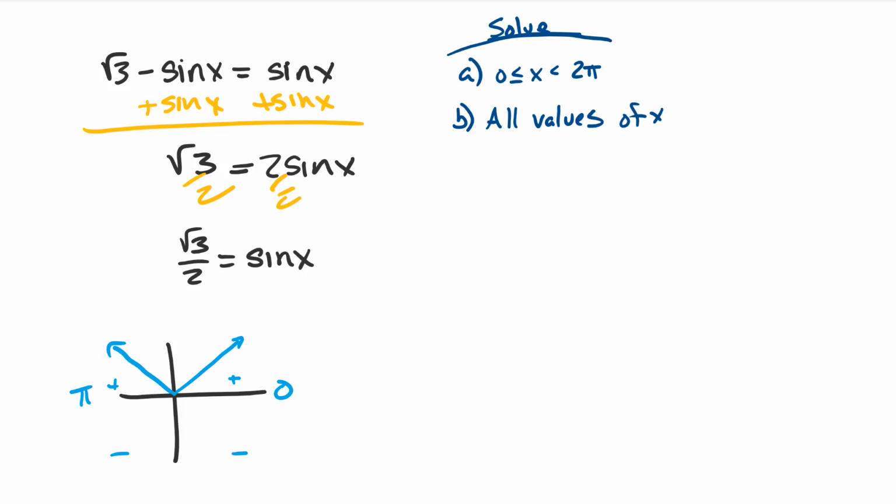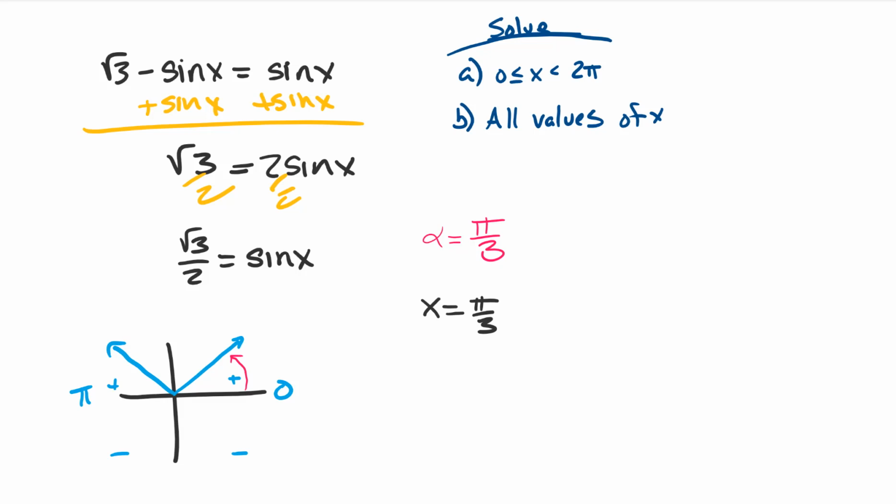Since this is where it's positive, what is the reference angle? Let's start there. Sine of what angle equals root 3 over 2? That's pi over 3. We found our reference angle. I start with that one just to look, because sometimes you're going to have a negative value and the reference angle won't be the answer. But it happens to be, since we're in the first quadrant, there's our answer. We can say that x equals pi over 3 is one of our solutions.